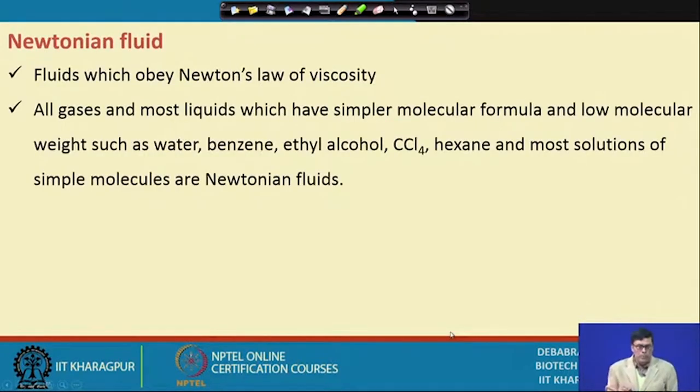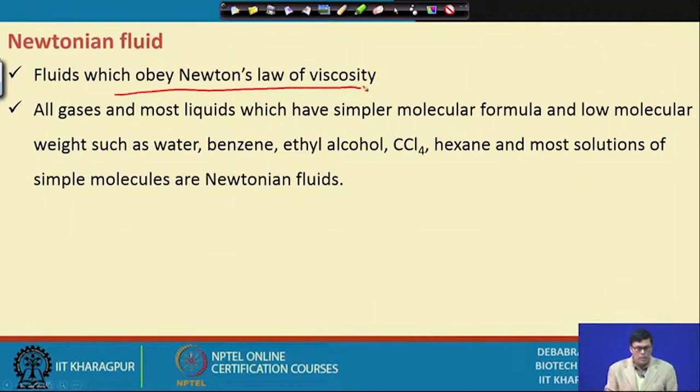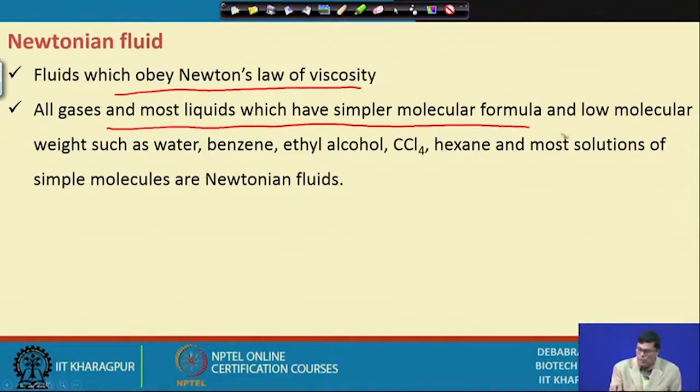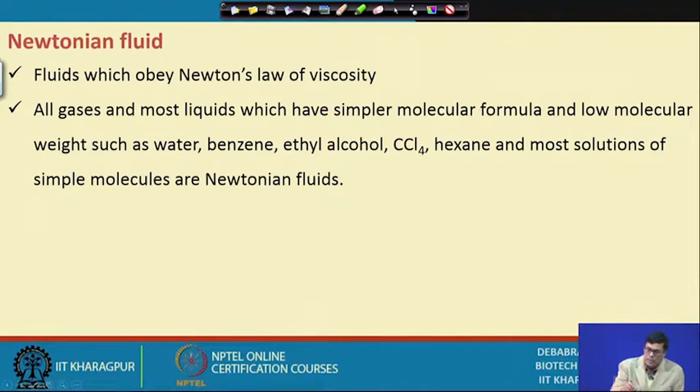Now Newtonian fluid, what do you mean by Newtonian fluid? A fluid which obeys Newton's law of viscosity. All gases and most liquids which have simpler molecular formula and lower molecular weight, such as water, benzene, ethyl alcohol, carbon tetrachloride, hexane, and most solutions of simple molecules are Newtonian fluids. So this is how a Newtonian fluid can be defined.